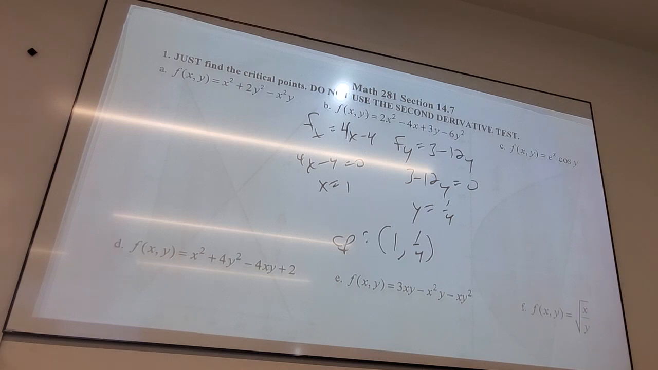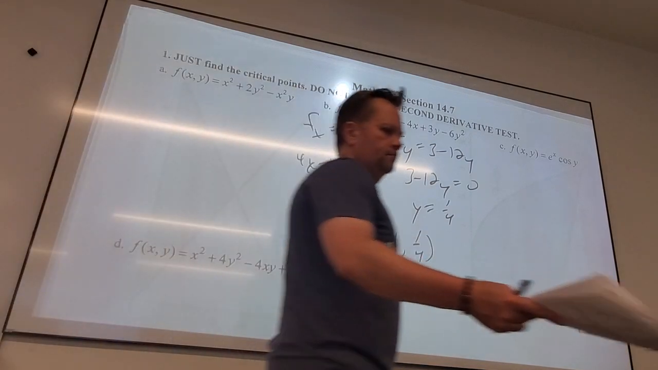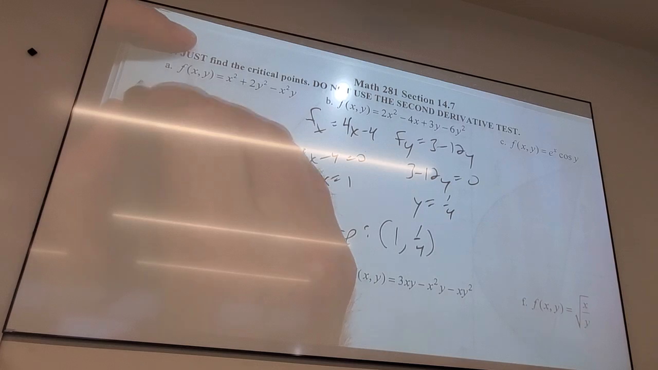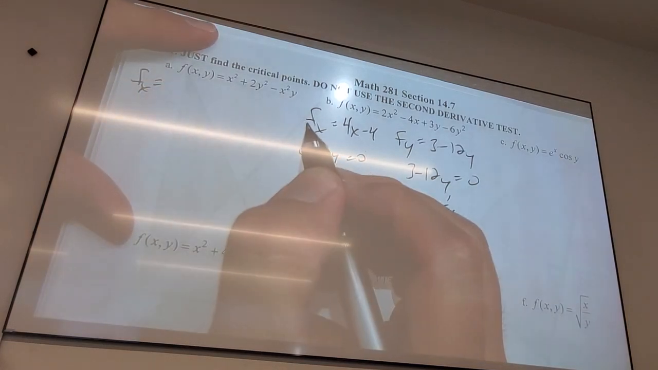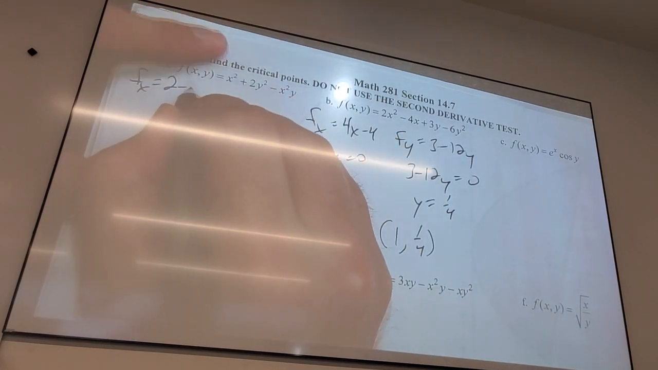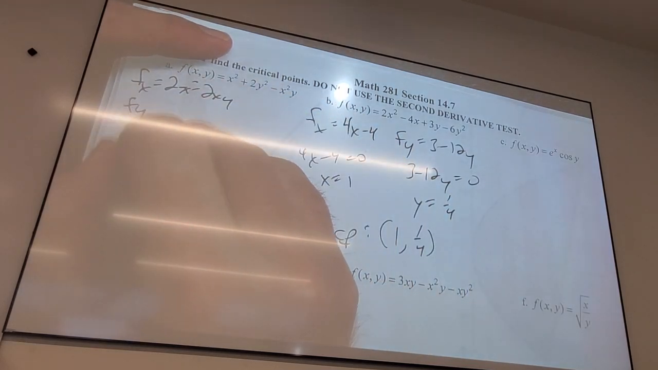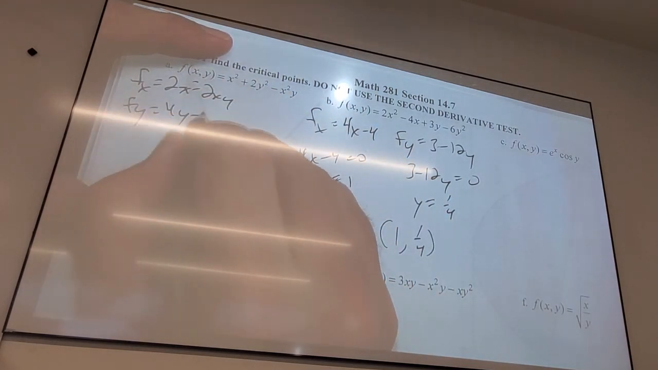Okay, let's take a look. It looks alright. So what do you guys get for fx? 2x minus 2xy. I like it. And fy? 4y minus x squared.